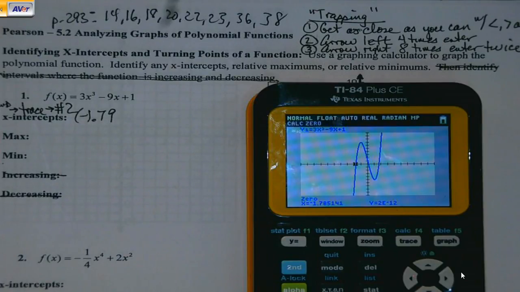Now, you may not be able to see on my screen real well, but if you're doing it, you should be able to see it. You're like, what's this 2e negative 12? What's up with that? That actually is 0. Because e to the negative 12th means it's 2 with 11 zeros in front of it, which is pretty darn close to 0.